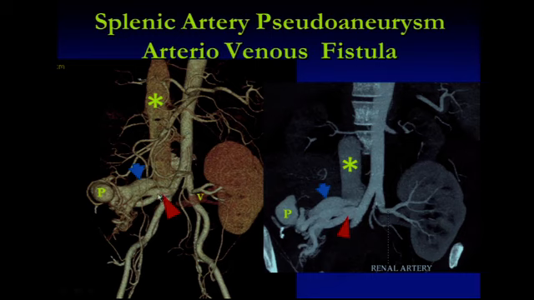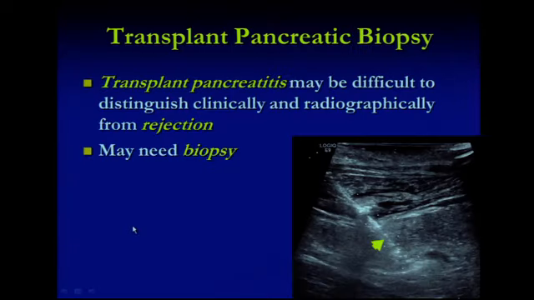Here's an example of a patient on CT scan who's got an arteriovenous fistula of long standing in the pancreatic tail. This is something that wasn't treated because it was not hemodynamically significant and the patient's pancreas transplant functioned adequately. One thing that ultrasound is used for is to do guided pancreas transplant biopsy, because biochemically we can't make a distinction between transplant pancreatitis and transplant rejection.